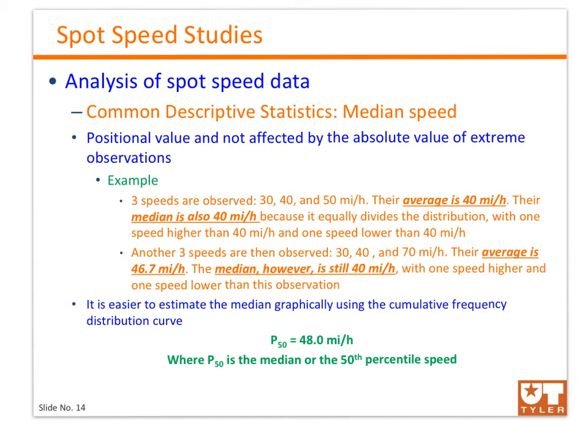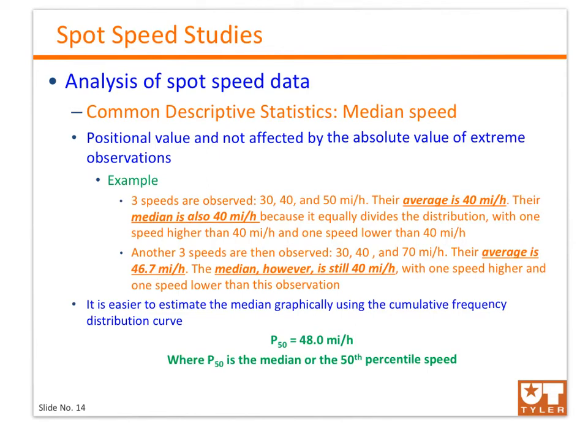How about if you go to another location and you have three other speeds, which are 30, 40, and 70? The average speed is 46.7 miles per hour, while the median speed is 40 miles per hour, which is different than the previous example. With one speed higher and one speed lower than the middle observation, now we see that there is a huge difference between the median, which is 40, and the average, which is 46.7. So the question is, how can we get the median?